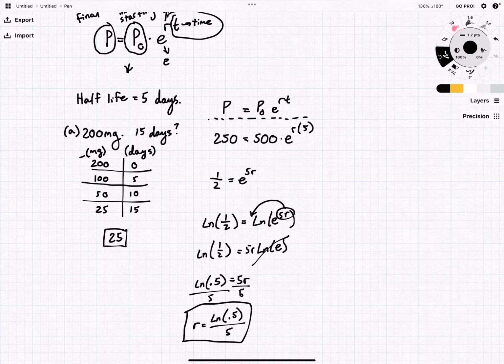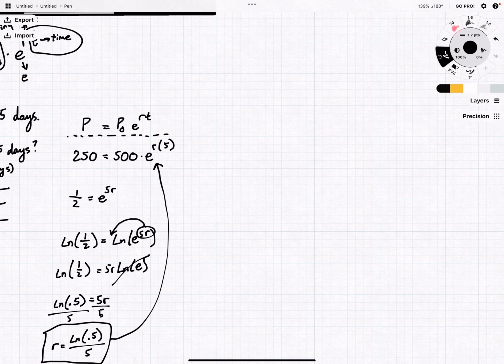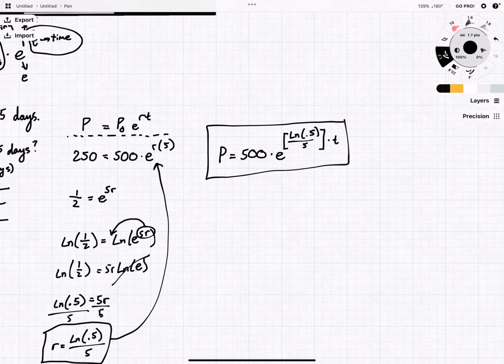Okay, so now what do we do with that? Well, now we can plug that in for our r value here, and we can make our general equation. So in general, P is going to be equal to 500 times e to the ln of 0.5 over 5 times t. Okay, so that's part B.